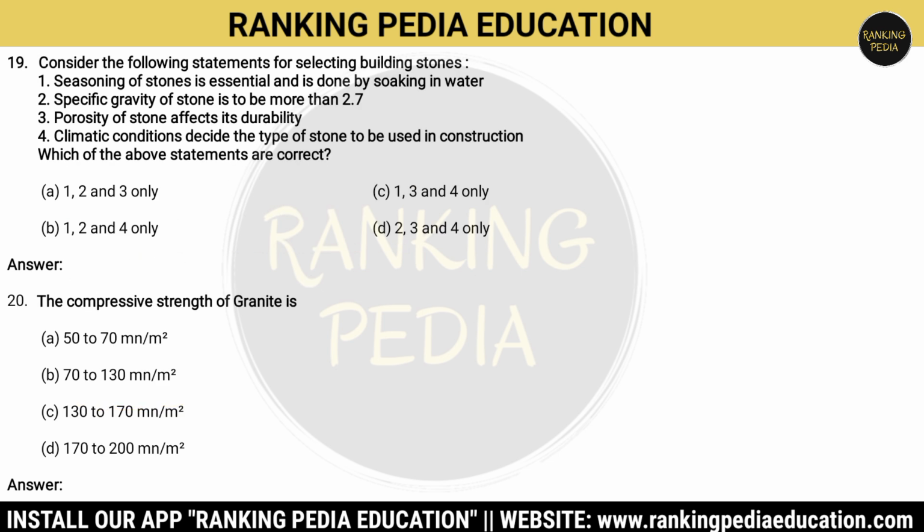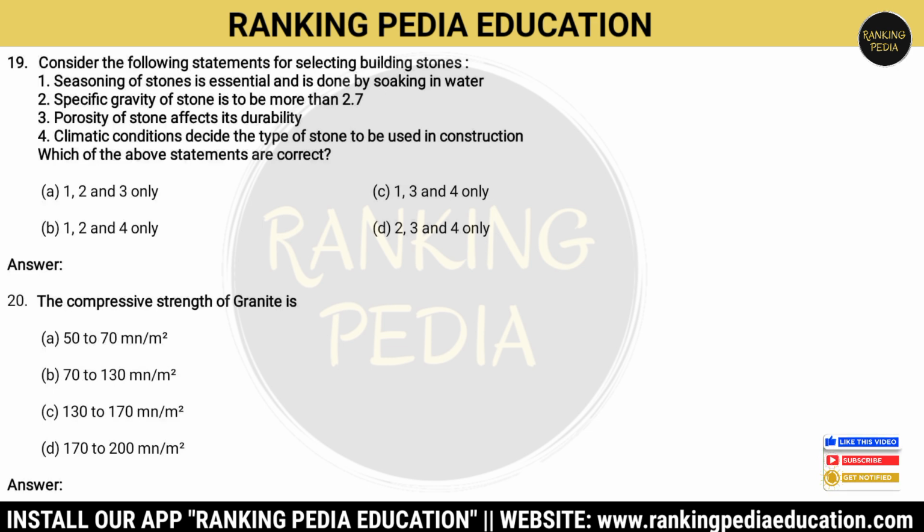Next question you can see, consider the following statements for selecting building stones. So you have to read this statement. First is, seasoning of stones is essential and is done by soaking in water. Second one is, specific gravity of stone is to be more than 2.7. Third one is, porosity of stone affects its durability. Next is, climatic condition decides the type of stone to be used in constructions. So which one of the following statements is correct?